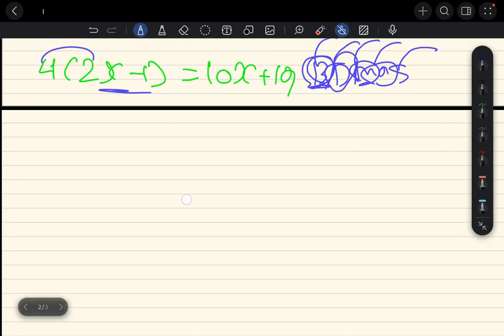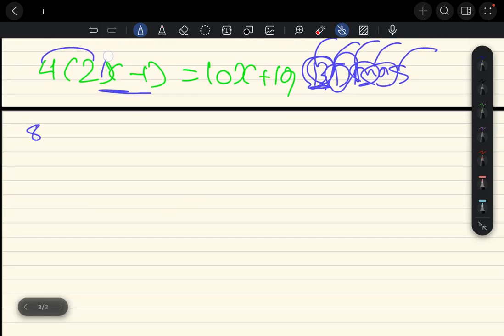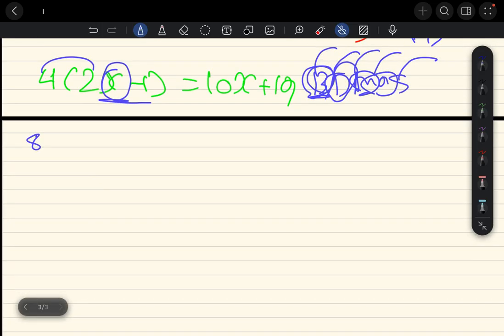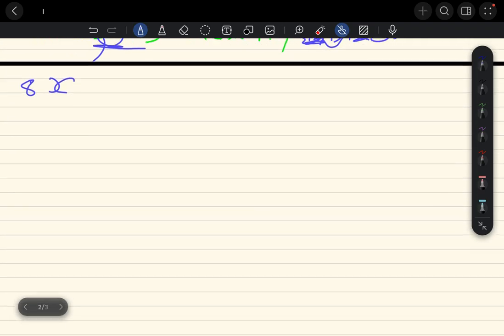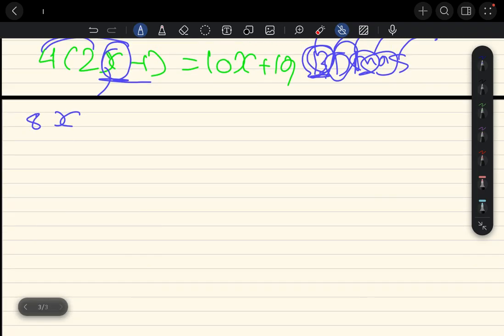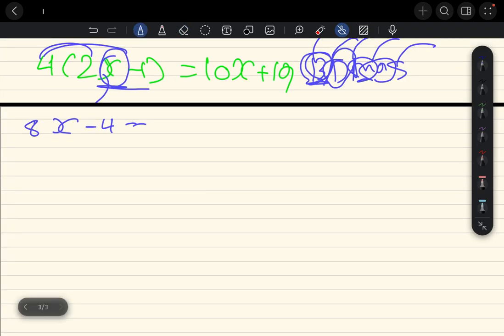So 4 multiplied by 2 equals 8. We have the x, it goes down, so it's gonna be x. 4 multiplied by negative 1, negative times positive equals negative, so negative 4, equals 10x plus 19.